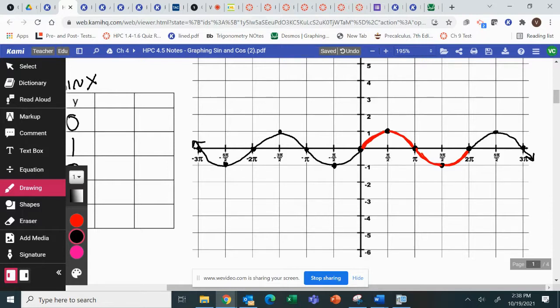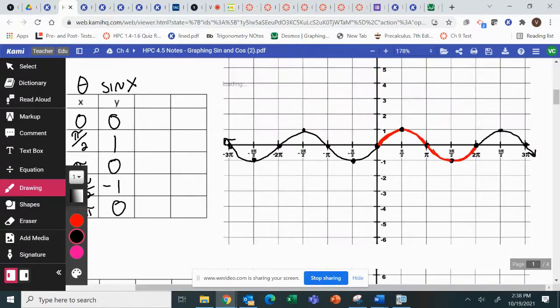Okay, and then we've got our nice smooth curve. The reason why I colored the original part in a different color is that it is one full cycle, one time around the circle for the sine graph. And we want to be able to recognize what one cycle of sine looks like. We'll come back to that in a second.